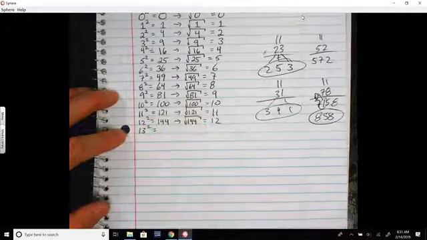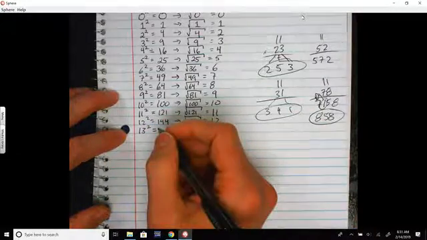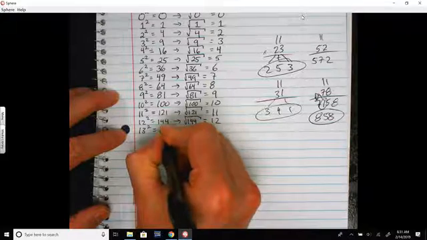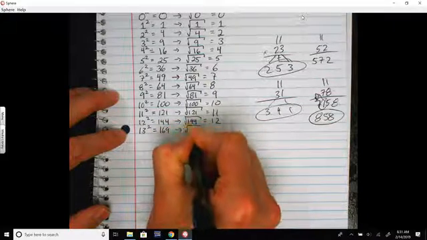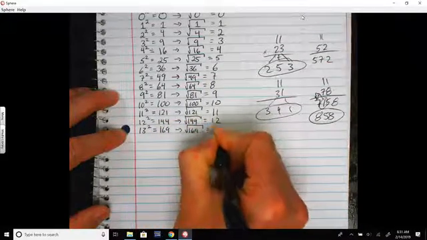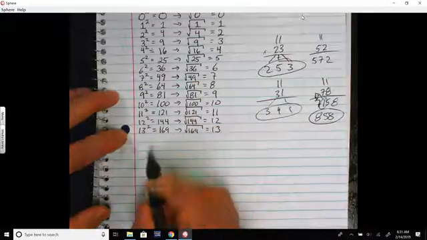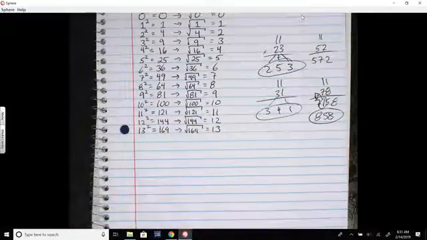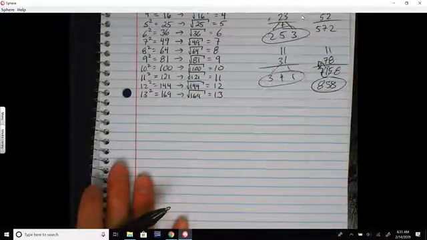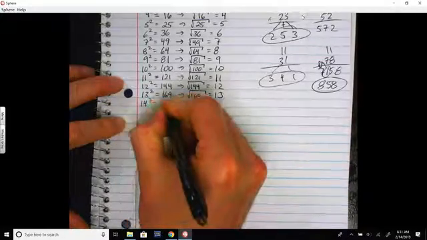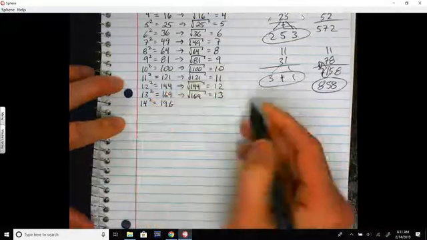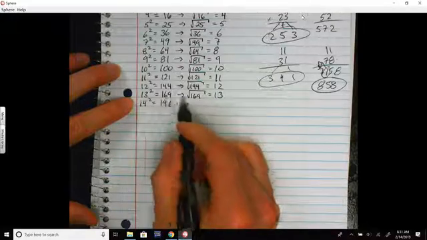13 times 13, 13 squared, is 169. So what's the square root of 169? 13. How you remember that is the multiples of 3: 3, 6, 9. 14 is 196. Switch the last two numbers of 13. 13 squared is 169, 14 squared is 196.